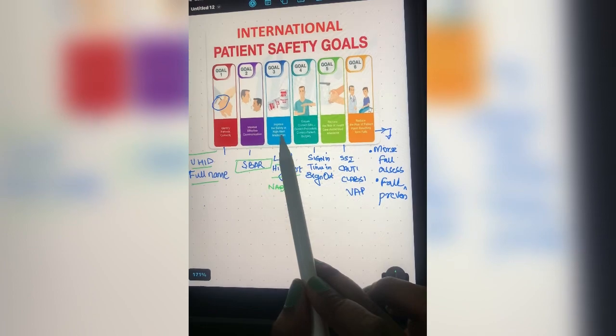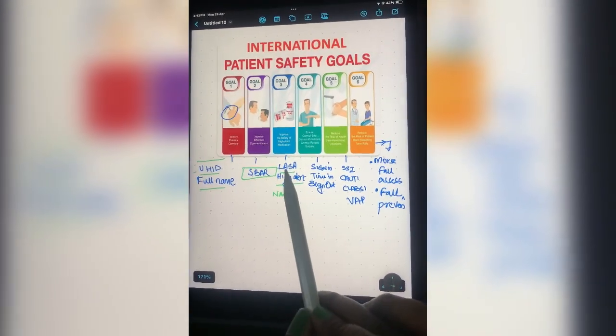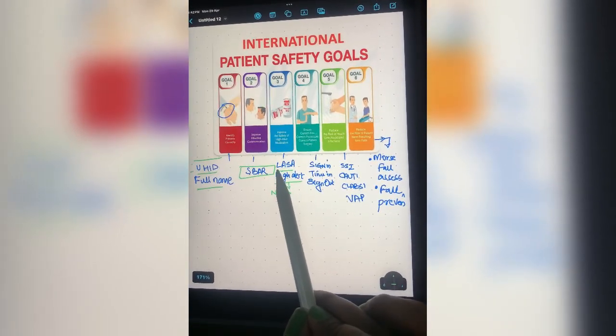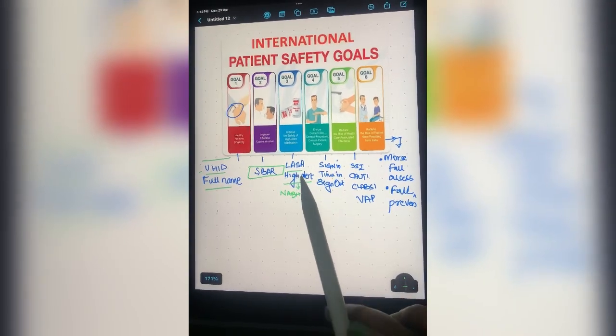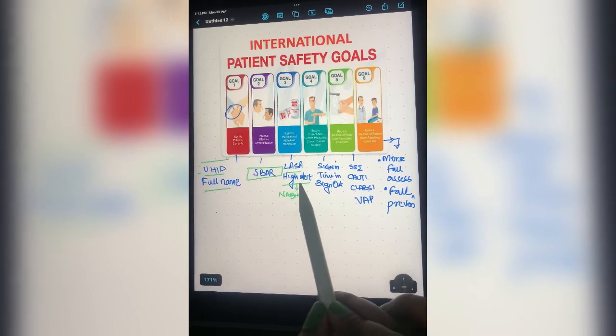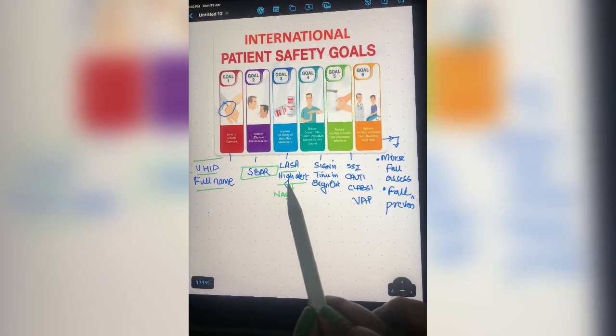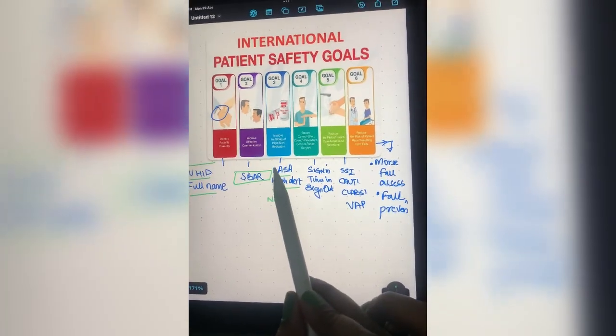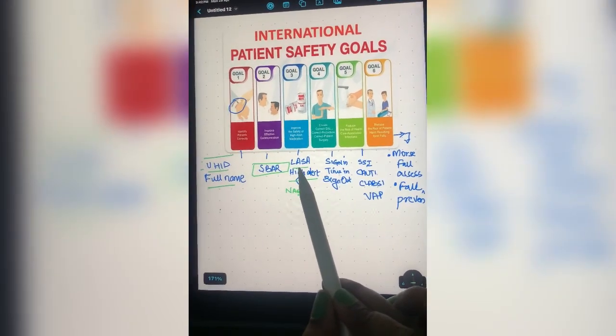The third goal is improving the safety of high alert medication, where I have LASA drugs, which are look-alike and sound-alike drugs, and we have high alert drugs. To store a high alert drug, it needs to be kept under lock and key, and the policies for these drugs are different from the other policies.